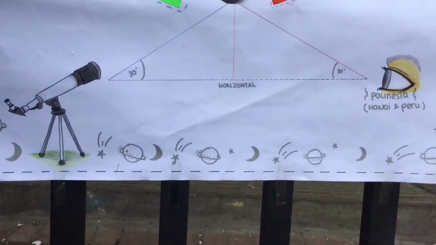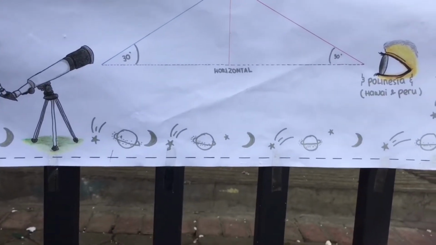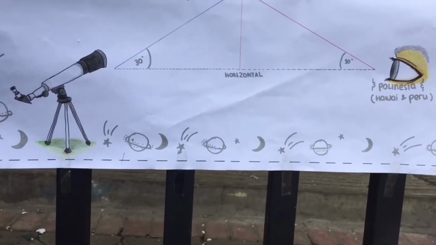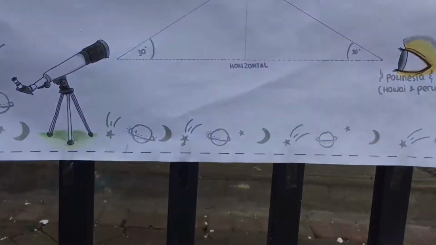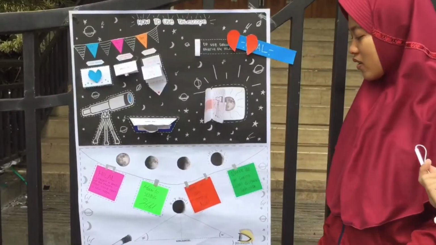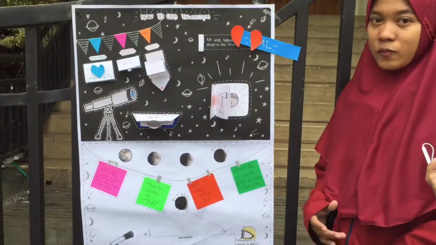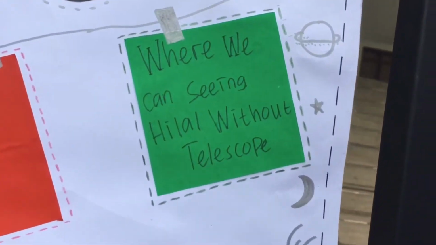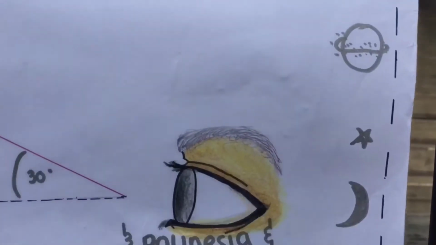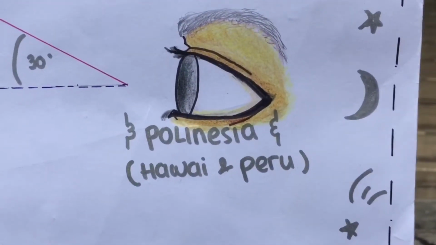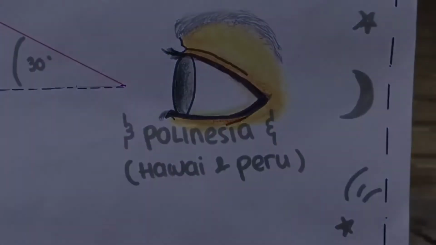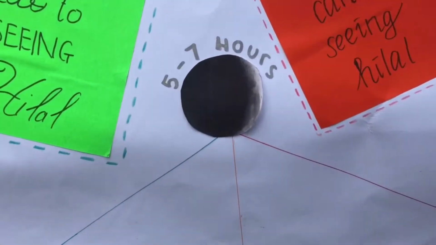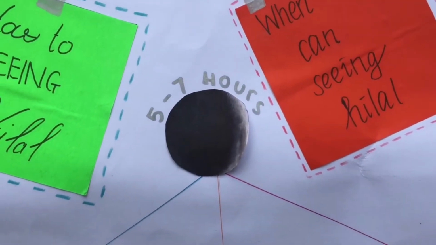Remember, it can only be seen in the 30 degrees position of the human view. Where can we see Hilal without telescope? You can see Hilal without telescope in the Polynesia area. The areas are Hawaii and Peru. When we can see Hilal, we can see it after the sunset, and the time is 5 until 7 hours.